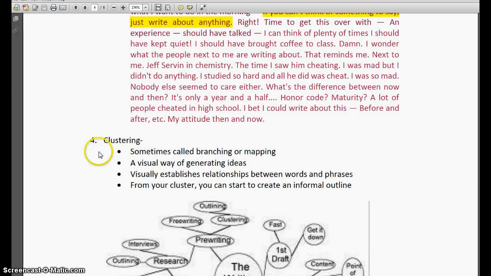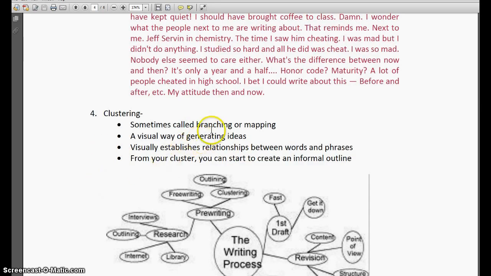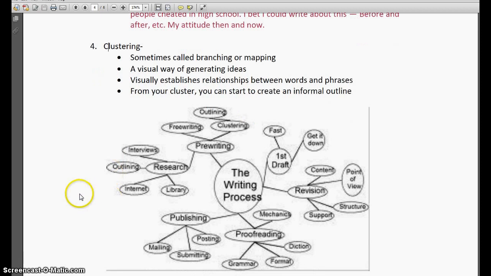Okay, next, number 4 is clustering. Clustering is my favorite, and clustering is also called branching or mapping. It's a visual way. Look at the example. Here we have the writing process, and then you branch off into the other ideas.